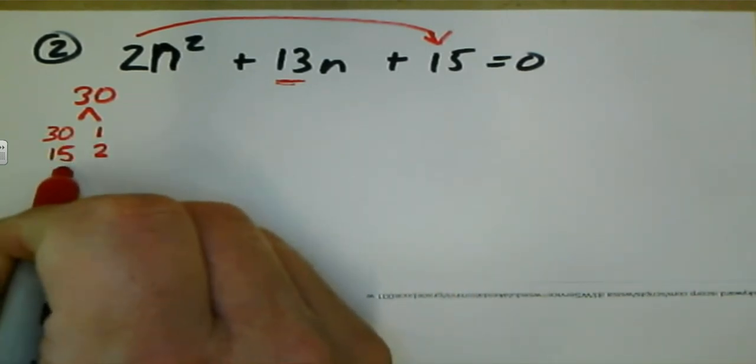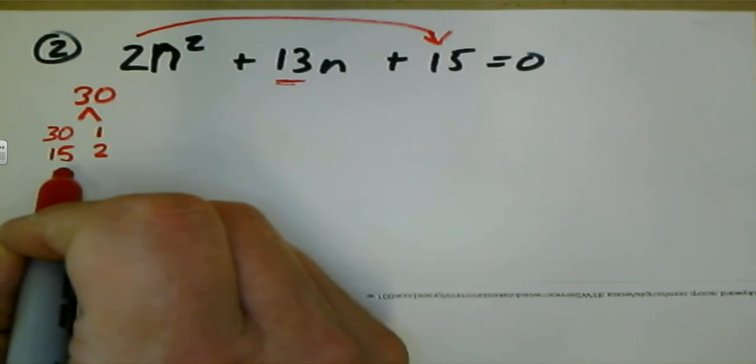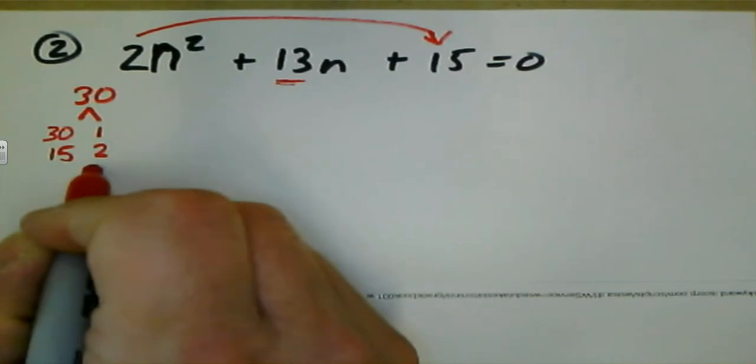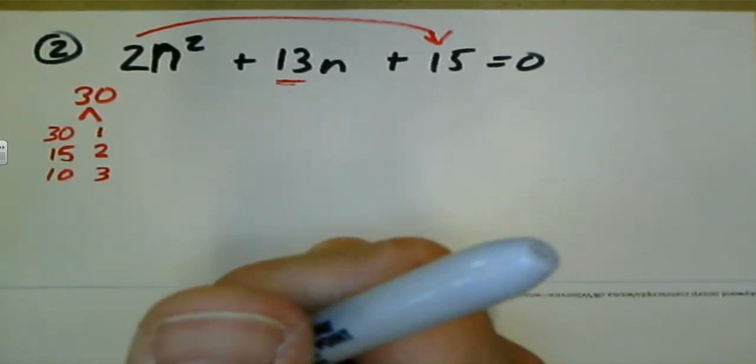We may want to look, I don't know if there's any other ones, 3 and 10. Well, we do, 3 and 10.